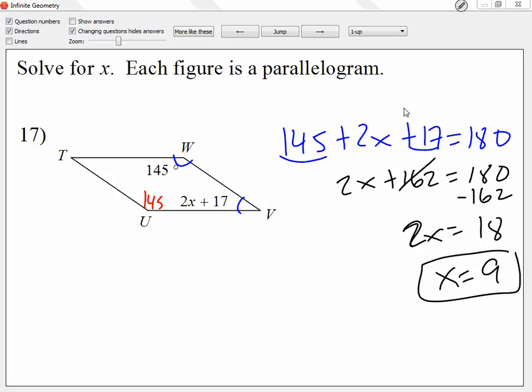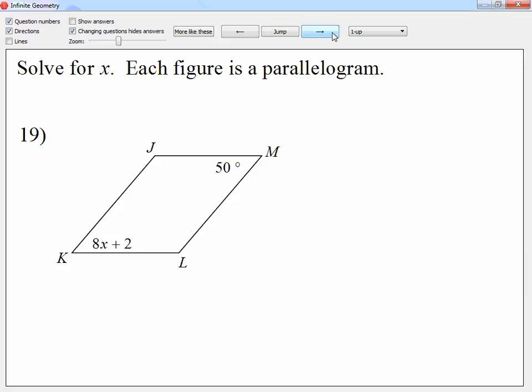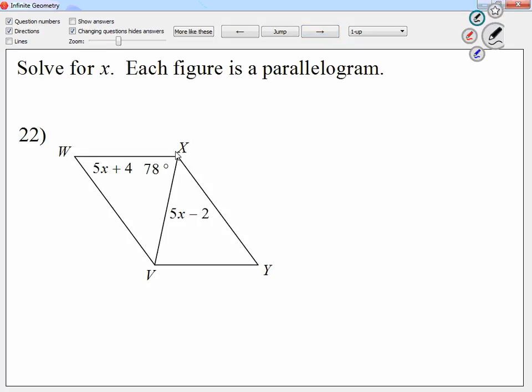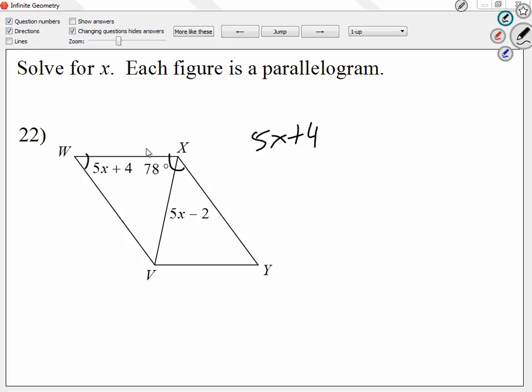What about 22? I'm looking at 22. I'm looking at the whole angle x and angle W. Keep in mind I said the whole angle x is broken into two parts. Notice they're adjacent, so I'm going to add those and equal to 180. Right, for angle W, I get 5x plus 4. Right, that's angle W. For the entire angle x, I'm going to get 78 plus 5x minus 2. Right, angle x is a little more complex because it got cut down into two parts. And all this is equal to 180.